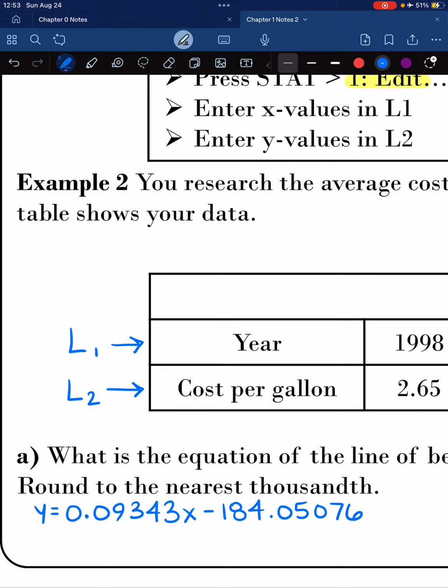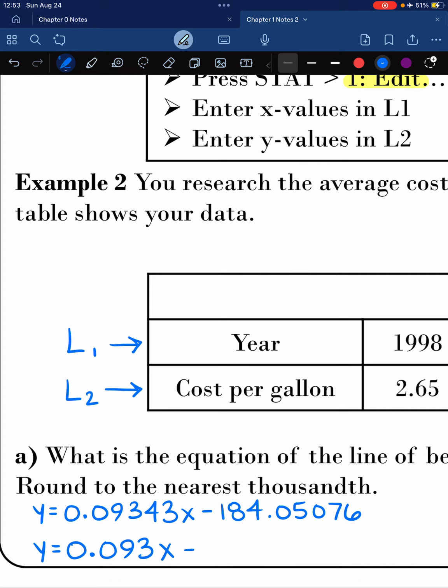Okay, my directions in this problem say to round to the nearest thousandth. Well, an interesting thing happens: if we round, we end up getting a different answer for part B. So let's look at what happens. So I'm going to follow directions and round to the nearest thousandth. Okay, so there's my answer that it asked for. Beautiful.